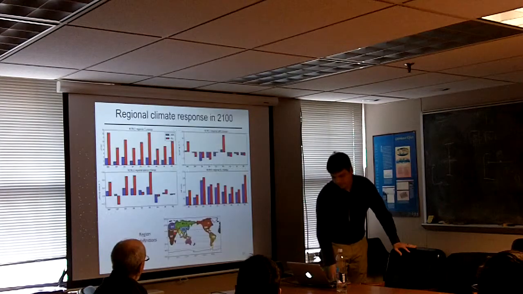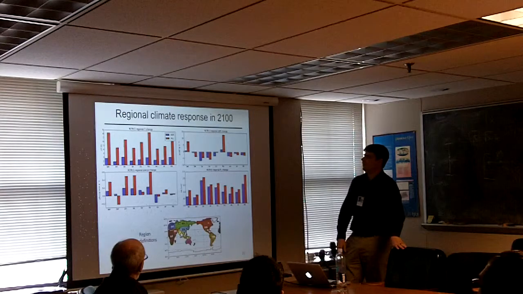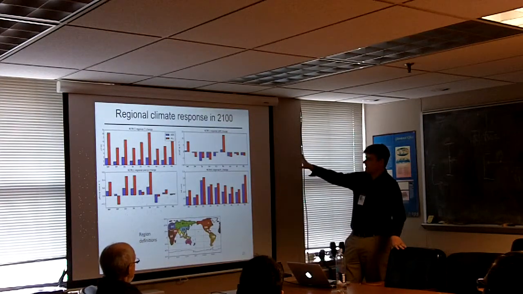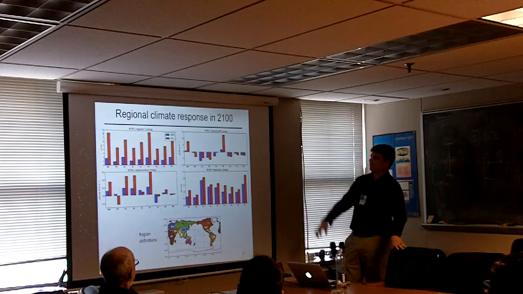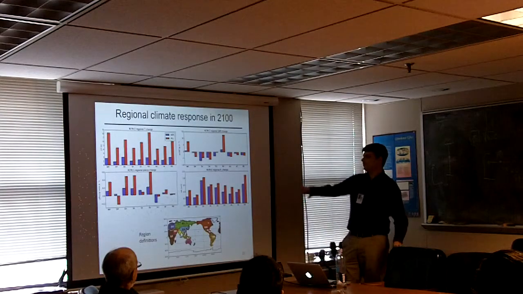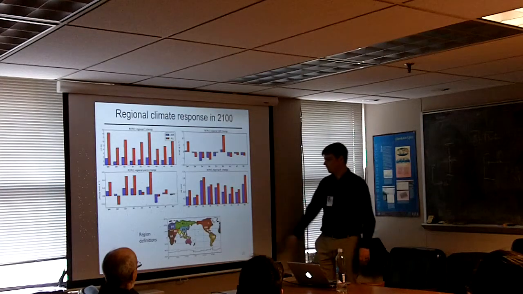Okay. So this is a plot that I just made today, actually. I'm looking at the regional climate response in 2100 from the four different climate parameters that I showed earlier. The red bars are the total forcing from greenhouse gases, from aerosols, from everything, and the blue is just from aerosols. First of all, the different x-axis entries are different regions. So these are regionally broken down as defined here.